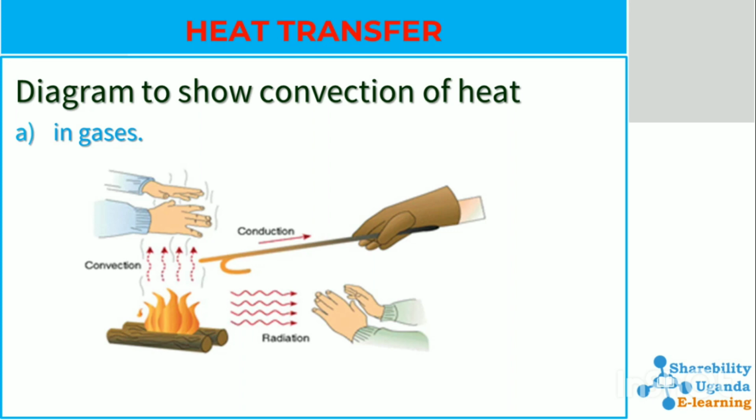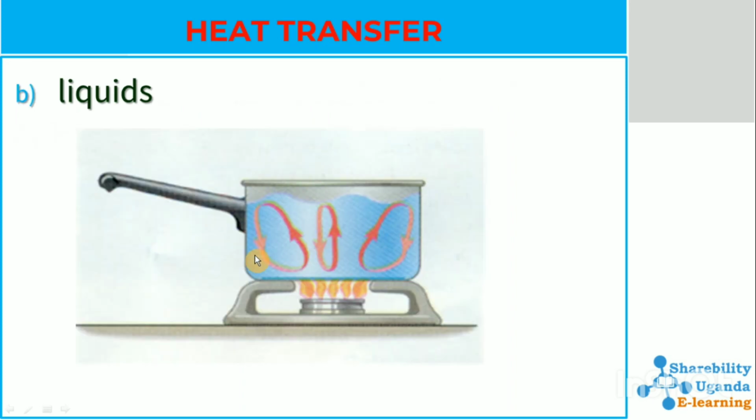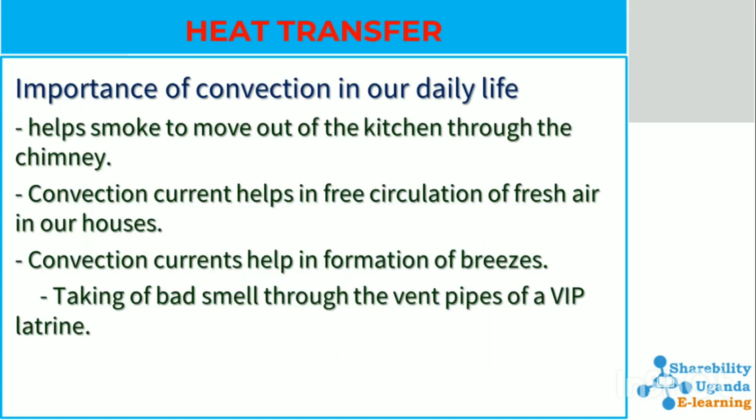A diagram here illustrates the transfer of heat in gases, which is convection. You can see how heat is moving up from the source to these hands and also to this iron rod. And then also in liquids, a diagram shows how heat is transferred by convection from the heat source to other parts.